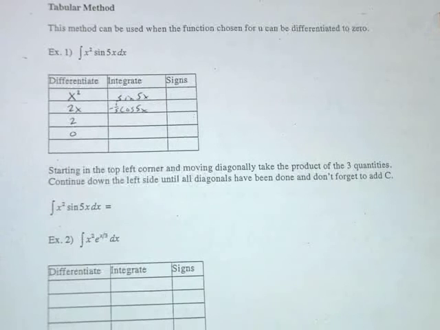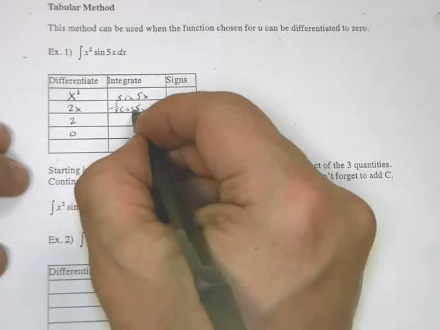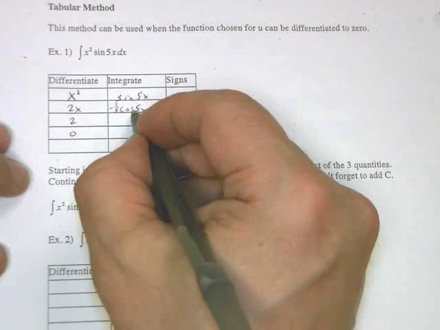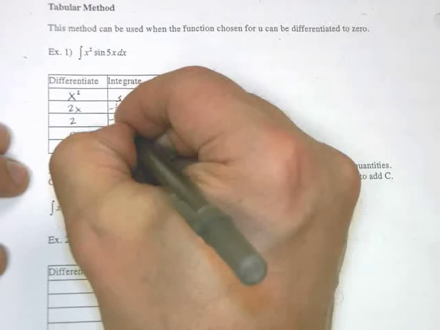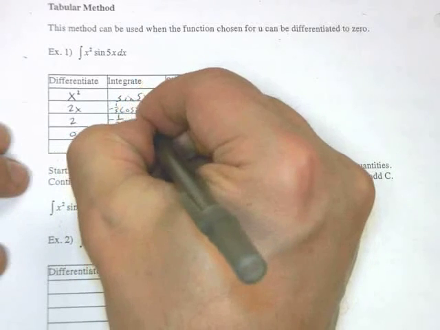Okay, now every time I integrate this, that means I'm going to have to multiply by 1/5. I also just have to keep track of my signs. The integral of cosine is usually positive sine, so since this is already negative, this is going to be negative 1/25 sine 5x.